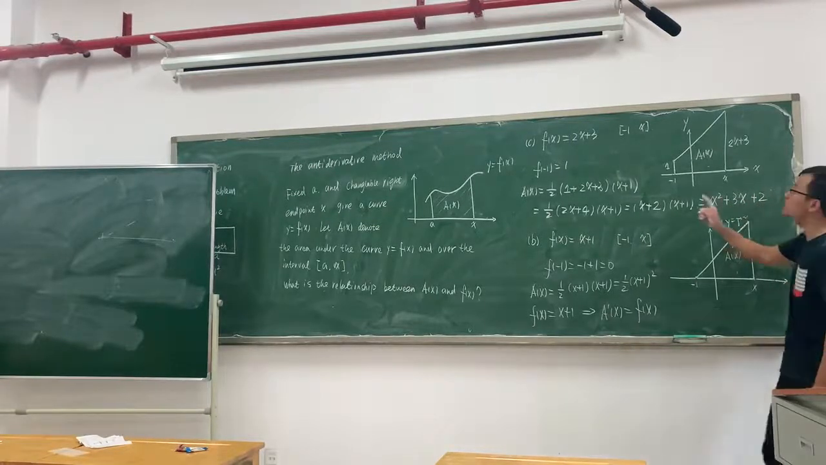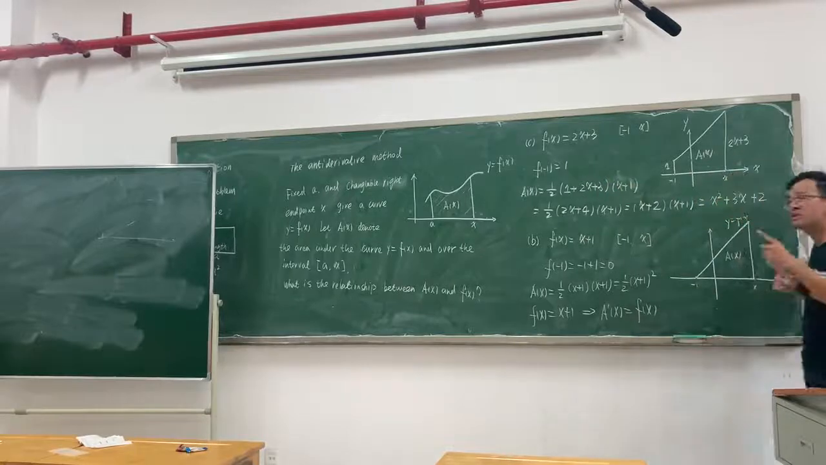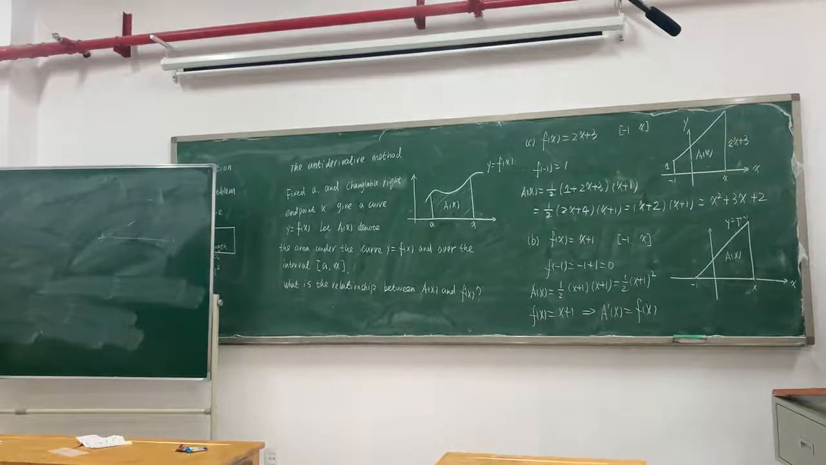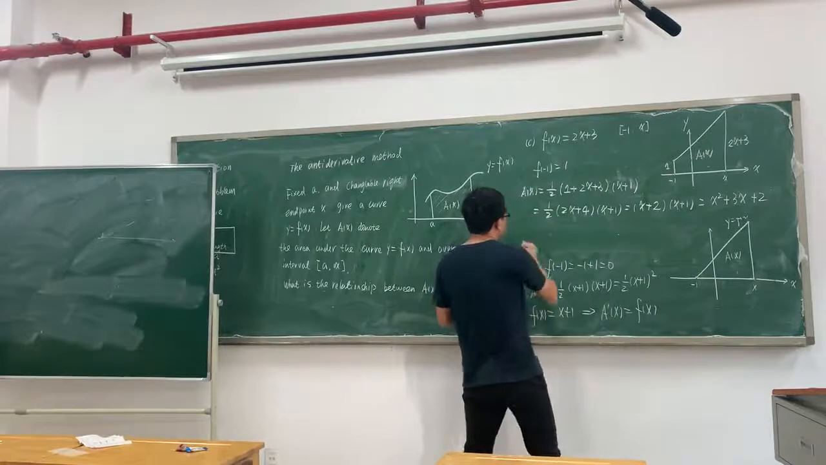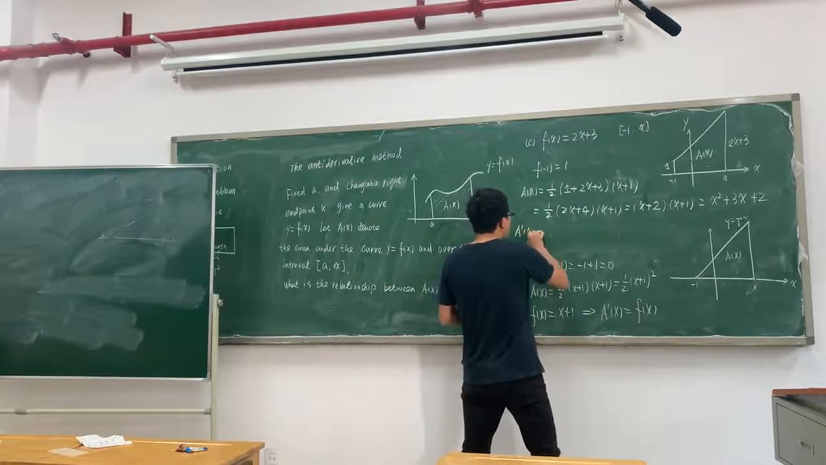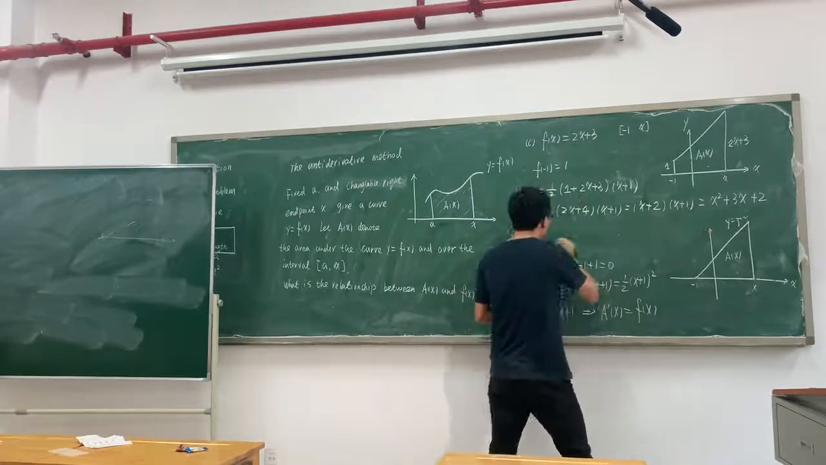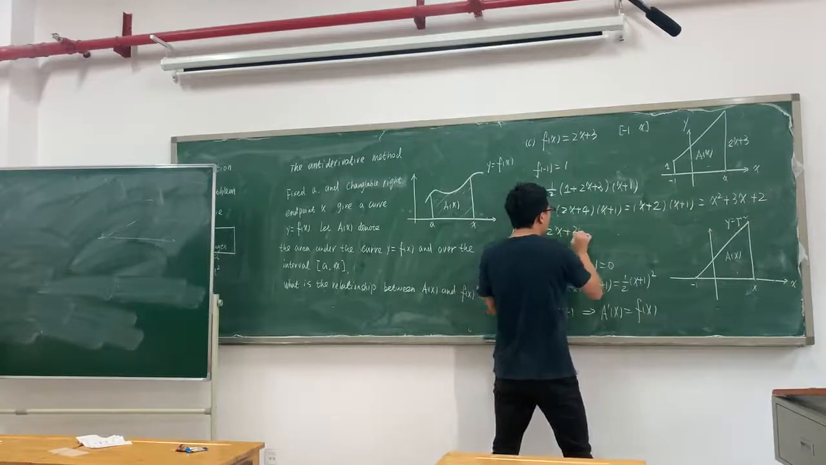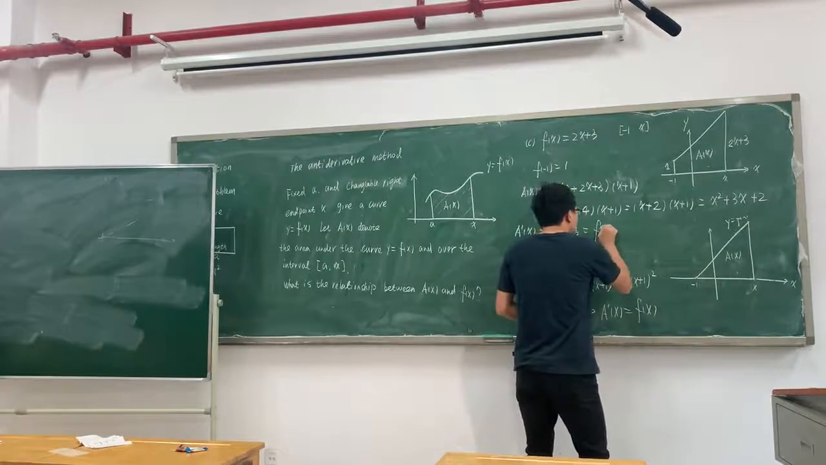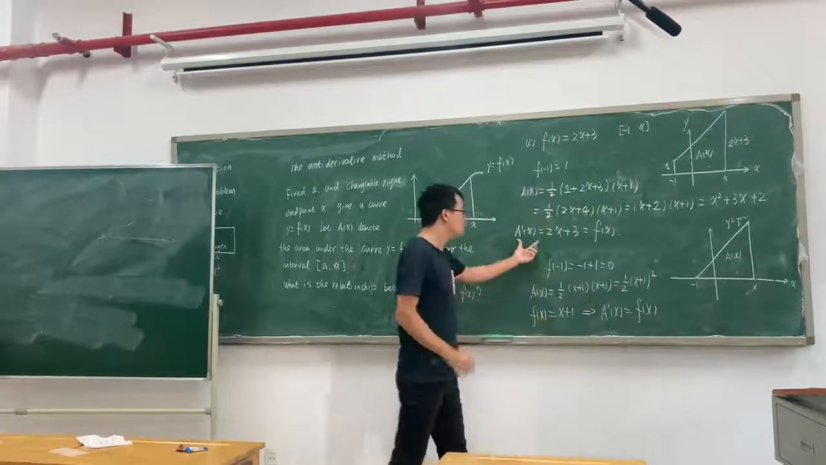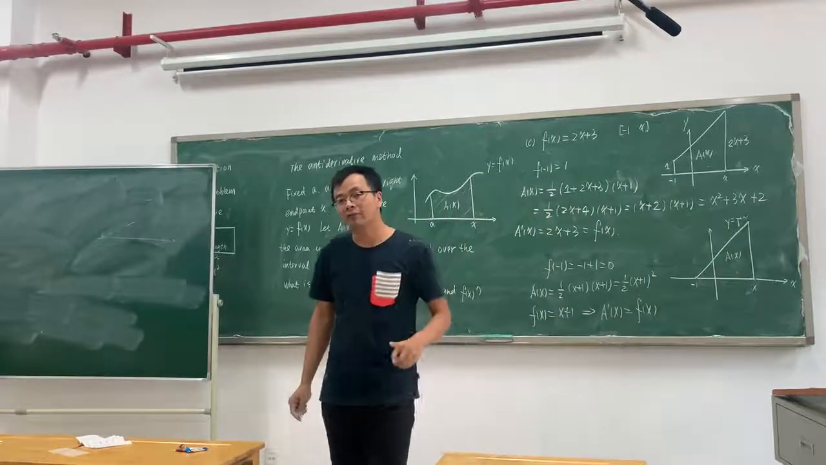So f(x) equal to 2x plus 3. So what's the relationship? It's easy to see A prime equal to what? A prime equal to 2x plus 3. 2x plus 3 is f(x). So here means A prime equal to f.